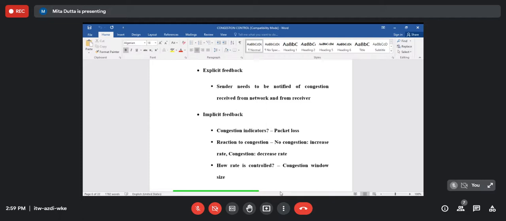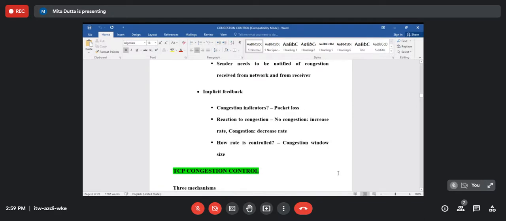Similarly, here also the window size is being chosen, and the data rate depends upon the window size. So when there is congestion, we are going to slow down the data rate, and when there is no congestion, we are going to increase the data rate. And that is how the data rate is being controlled with the help of congestion window size. Clear?